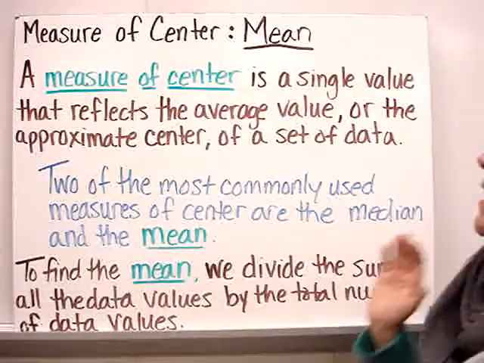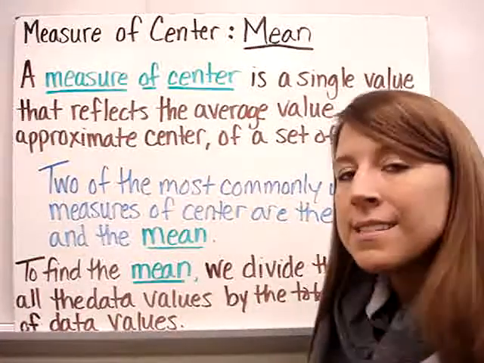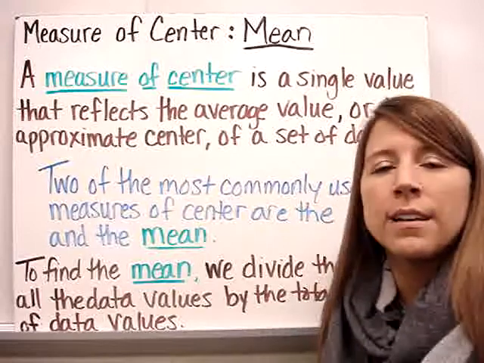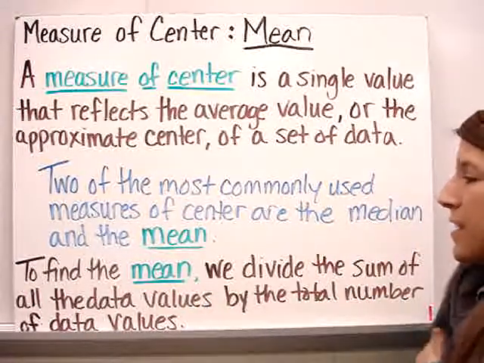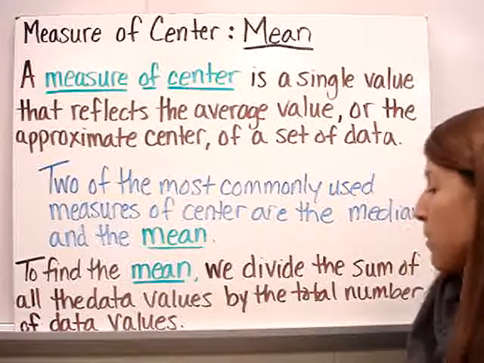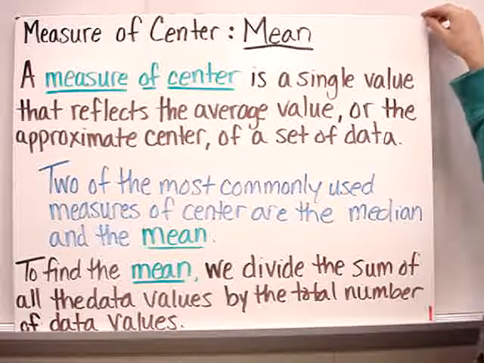Two of the most commonly used measures of center are the median and the mean. And like I said, in this lesson, we're going to be focused on the mean. To find the mean, we divide the sum of all the data values by the total number of data values.